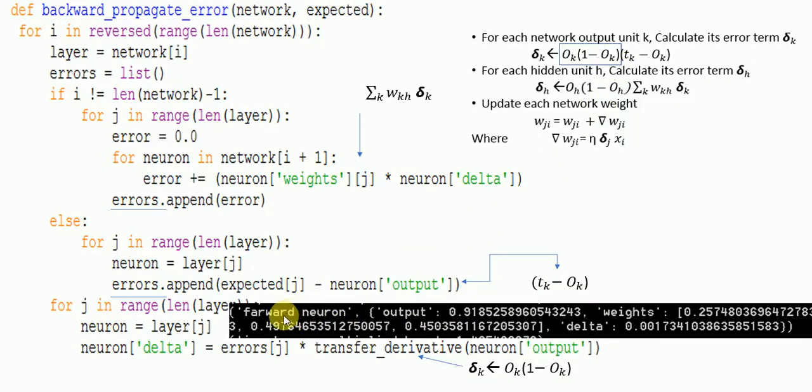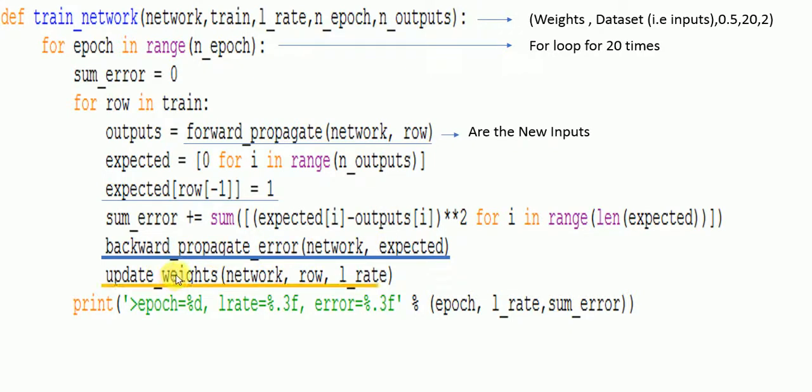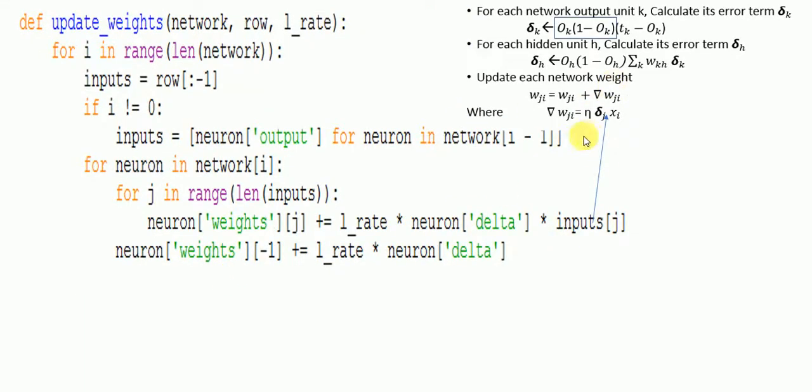Now we calculate this. Here each forward neuron has the output, weights, and the delta value. Now the network training function calls this after the back propagation is done. So first the forward propagation is calculated. After forward propagation, the expected value is compared, and the error is calculated. To get the expected value, we need to update the weights. To do that, backward propagation is made. Then the weights are updated.